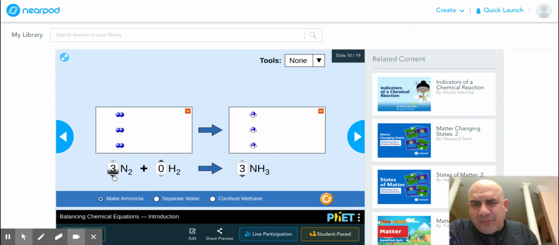So if I have 4, give me. I'm counting the oxygens over here. Maybe I can, maybe I can't. All right, so I have 2 nitrogens. Now it's balanced because I have 2 nitrogens, 2 nitrogens. You guys can play around with that.